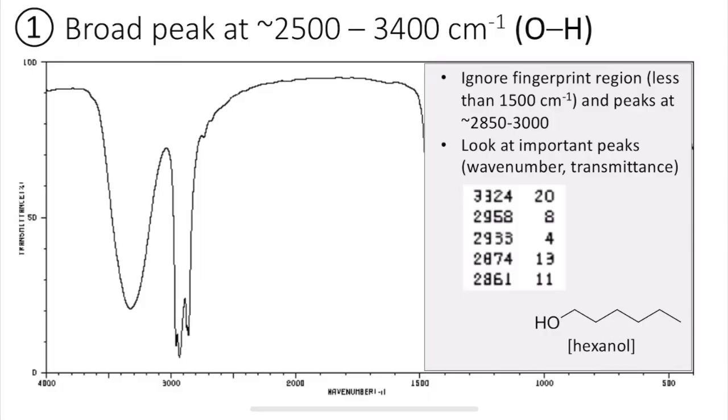Now going back to our checklist, we want to ask first, is there a broad peak? Usually it's not pointed, it looks more like a curve. Obviously, we are talking about this peak over here. So when you see a broad peak like this, it suggests that the OH group is present.